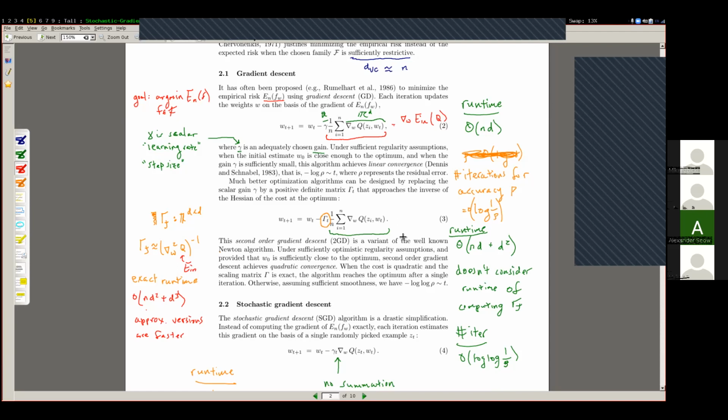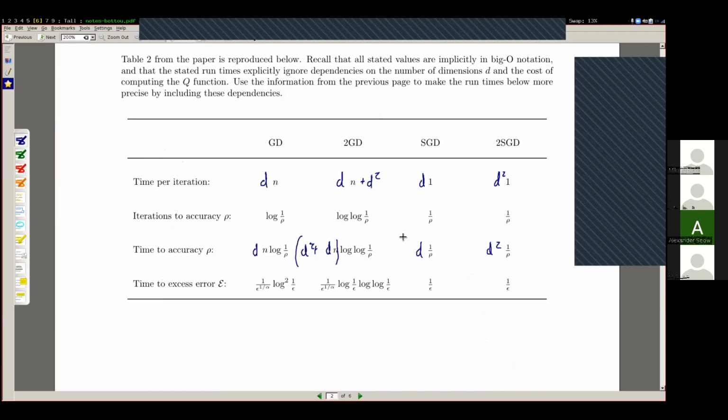The last thing that we did was a note packet that went along with that paper. This Table 2 right here comes from the paper itself, but the paper mentions that for brevity's sake, they leave off all the dependence on dimensionality in their runtimes. And so in this table, we were adding in those dependencies on dimensionality.